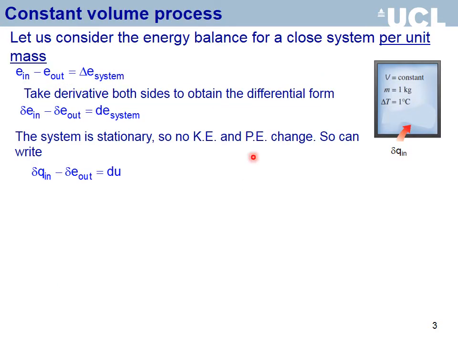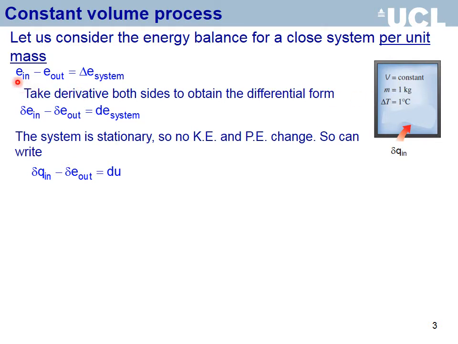So for constant volume specific heat, obviously we will be analyzing a constant volume system. So that's what I've got here. It's a rigid container which contains a certain amount of pure substance of unit mass, and I'm putting in some amount of heat in order to raise the temperature of this mass. So how should I go about analyzing this system?